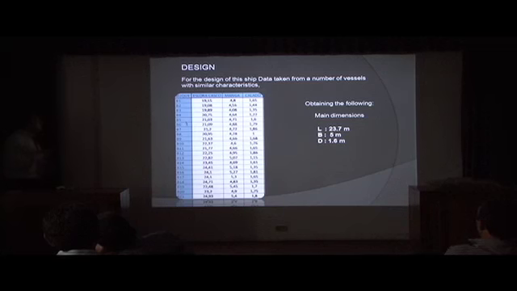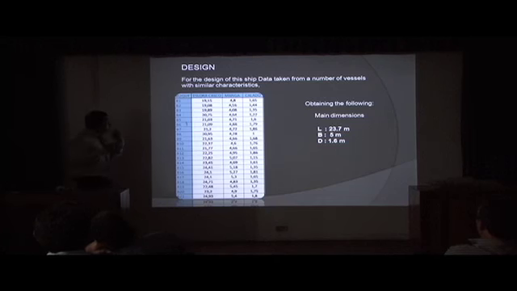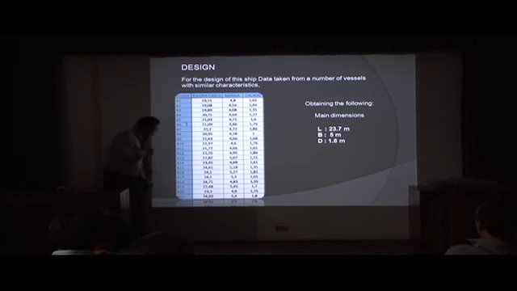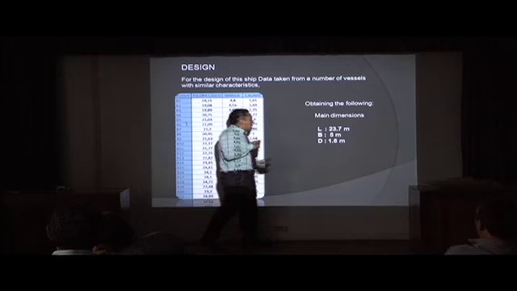Design. For the design of these ships, data was taken from a number of vessels with similar characteristics, 21 vessels with similar characteristics, obtaining the following main dimensions.